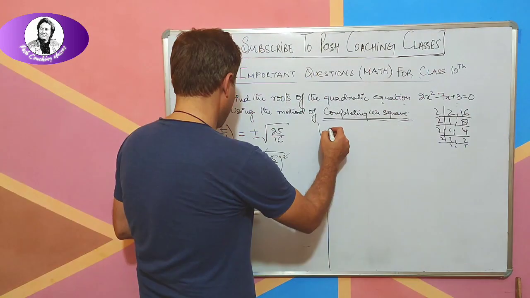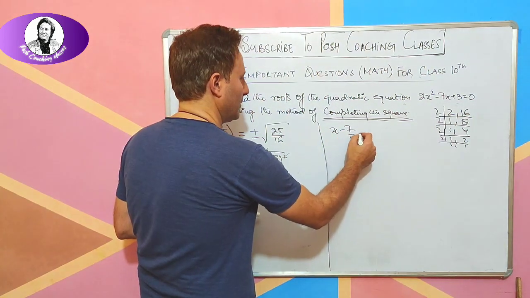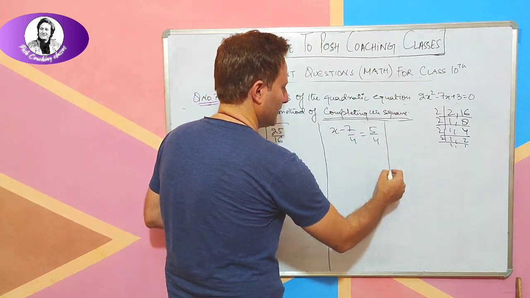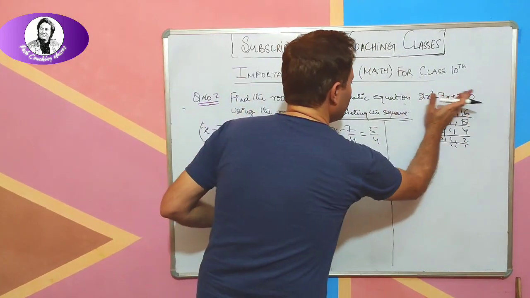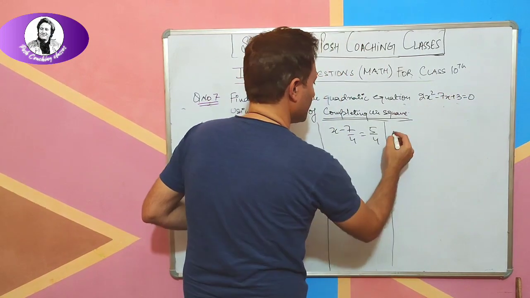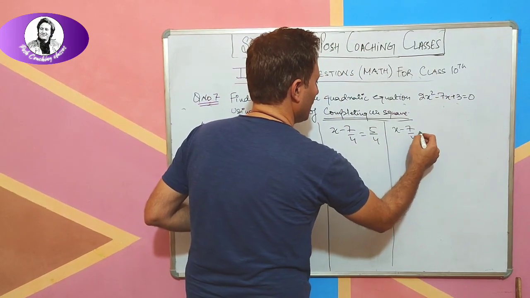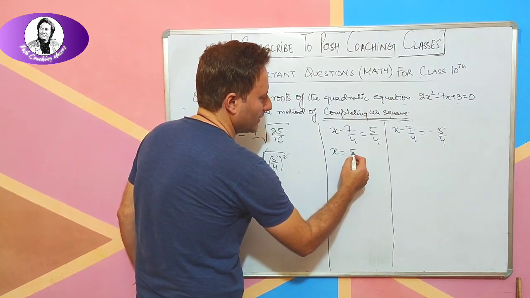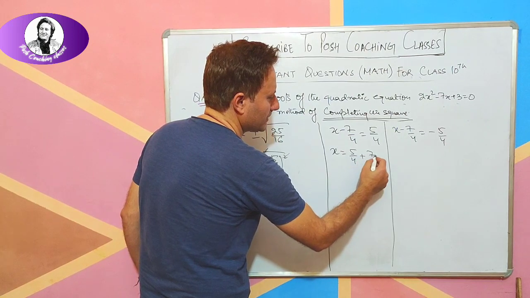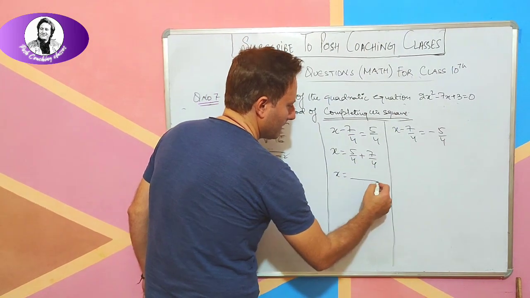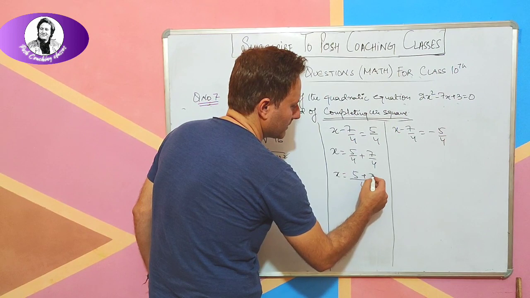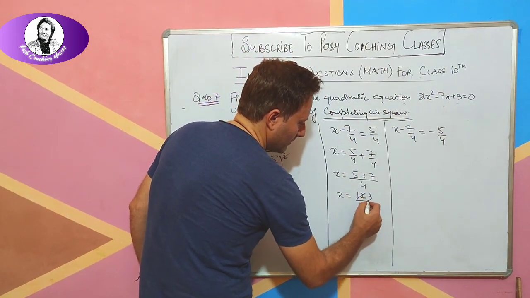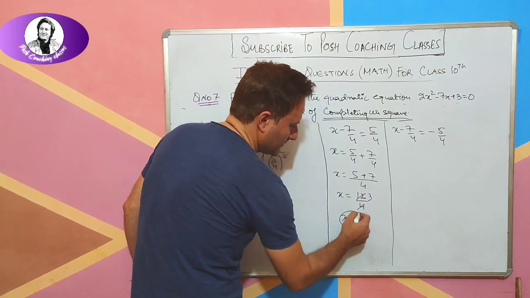Now what do I have? I have x minus 7 upon 4 is equal to, one in positive, 5 upon 4. Then I have the same thing but in negative. So it is x minus 7 upon 4 equals minus 5 upon 4. Now x is equal to 5 upon 4. This goes that side, positive 7 upon 4. 4 is the LCM, 5 plus 7. x is equal to 12 upon 4. x is equal to 3.